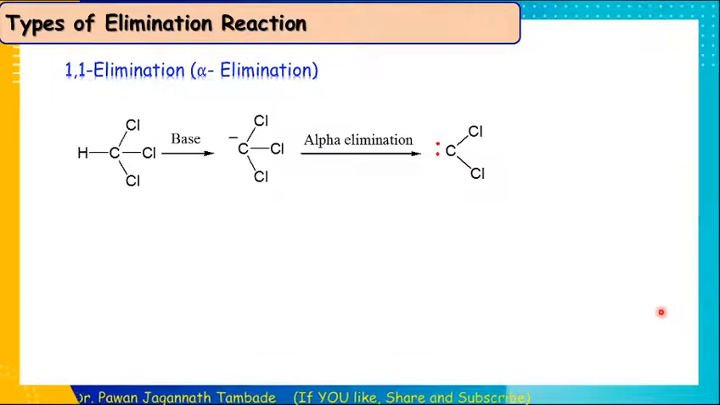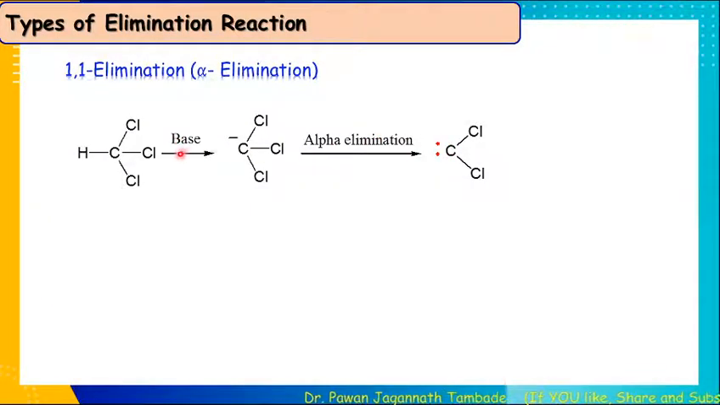In case of 1,1 elimination or alpha elimination, as the name suggests, from same atom, the atom or group of atom are eliminated or removed. For example, if you look at this reaction, when this chloroform is allowed to react with base, there is a formation of this carbene as an intermediate. Such reaction is called as alpha elimination reaction.